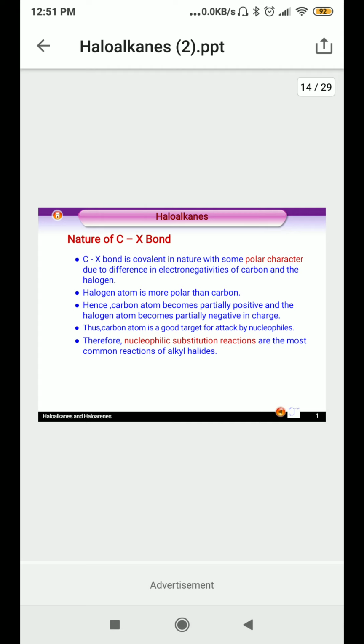A very important point बच्चों, very important point, is that nucleophilic substitution reactions are most common because, what happens, on the halogen group a partial negative charge is generated, and on the carbon atom a partial positive charge is generated. So it is very easy for a nucleophile to attack the partial positive carbon.